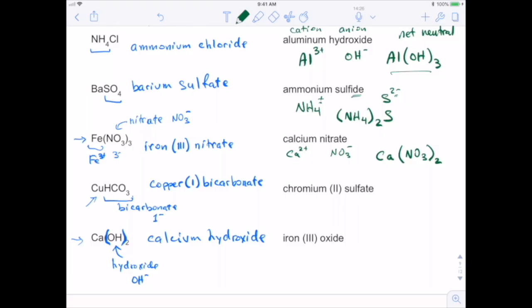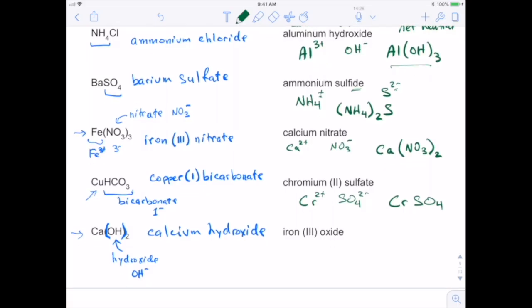Chromium(II) sulfate. Now we know the charge state of the chromium ion. It's a +2. The sulfate ion is 2 minus. So this one is easy. It's just written without any other subscripts. We have 1 unit of each of the cation and each of the anion.